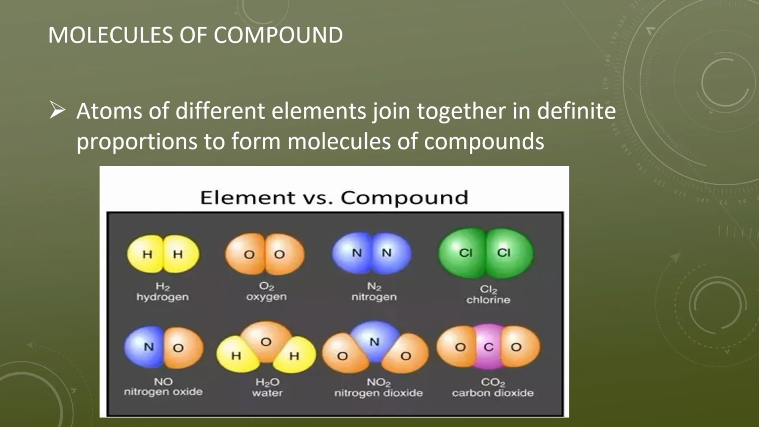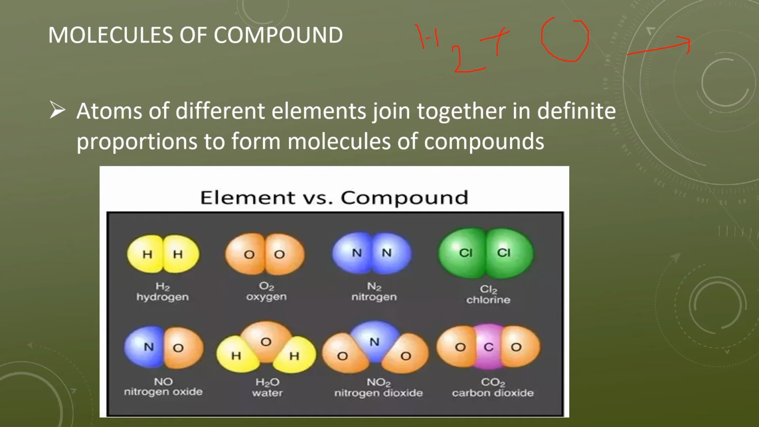Next, molecules of the compound. This hydrogen will further combine with another element, that is oxygen also. Hydrogen can combine with any other element also. Such types of molecule are known as a compound. Atoms of different elements joined together in a definite proportion to form a molecule of compound are called a molecule of compound.